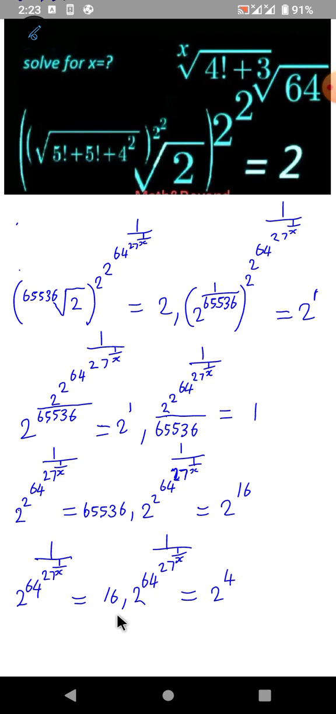So I'm going to say that 64, that's this 64 now, write it. 64 raised to the power of 1 all over 27 raised to the power of 1 over x, equal to, the power here is 4, so here will be 4. Then we continue again.